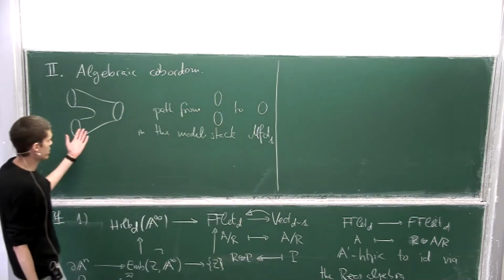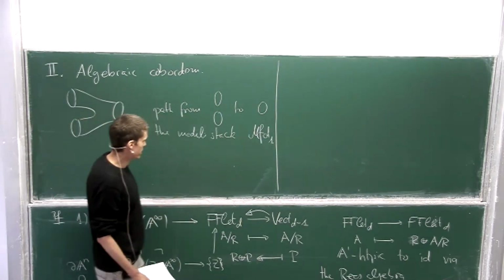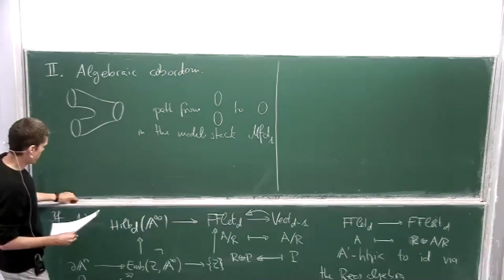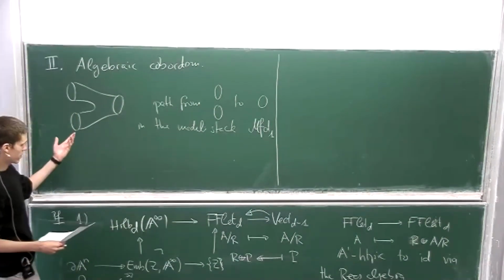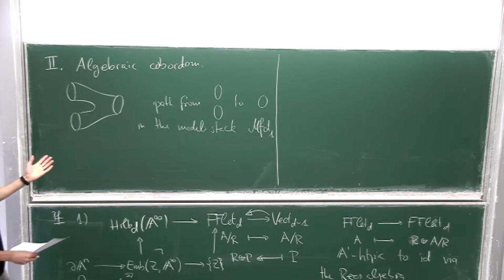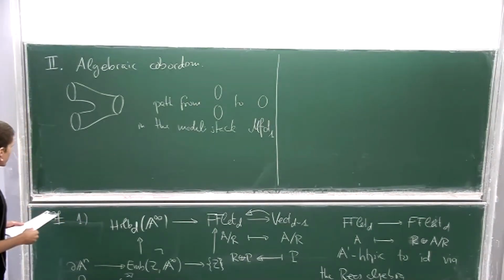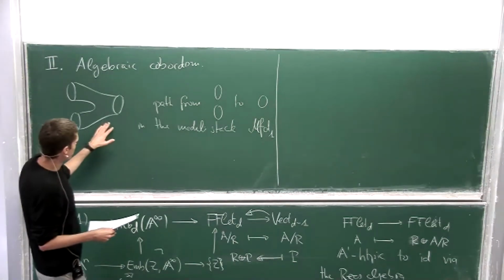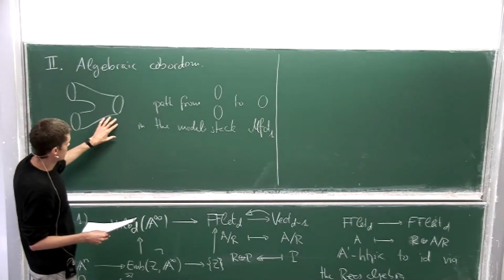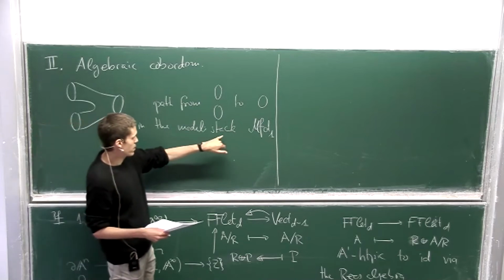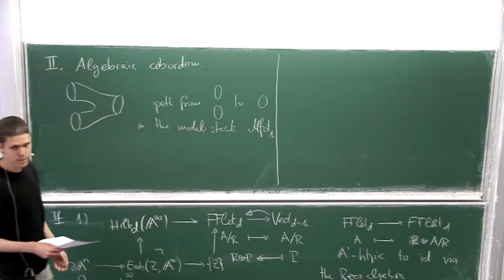Yeah, so this is really what cobordisms are. In algebraic topology, one is interested in manifolds up to cobordism. If you think about it this way, this tells you that manifolds up to cobordism is just the set of path connected components of this stack.